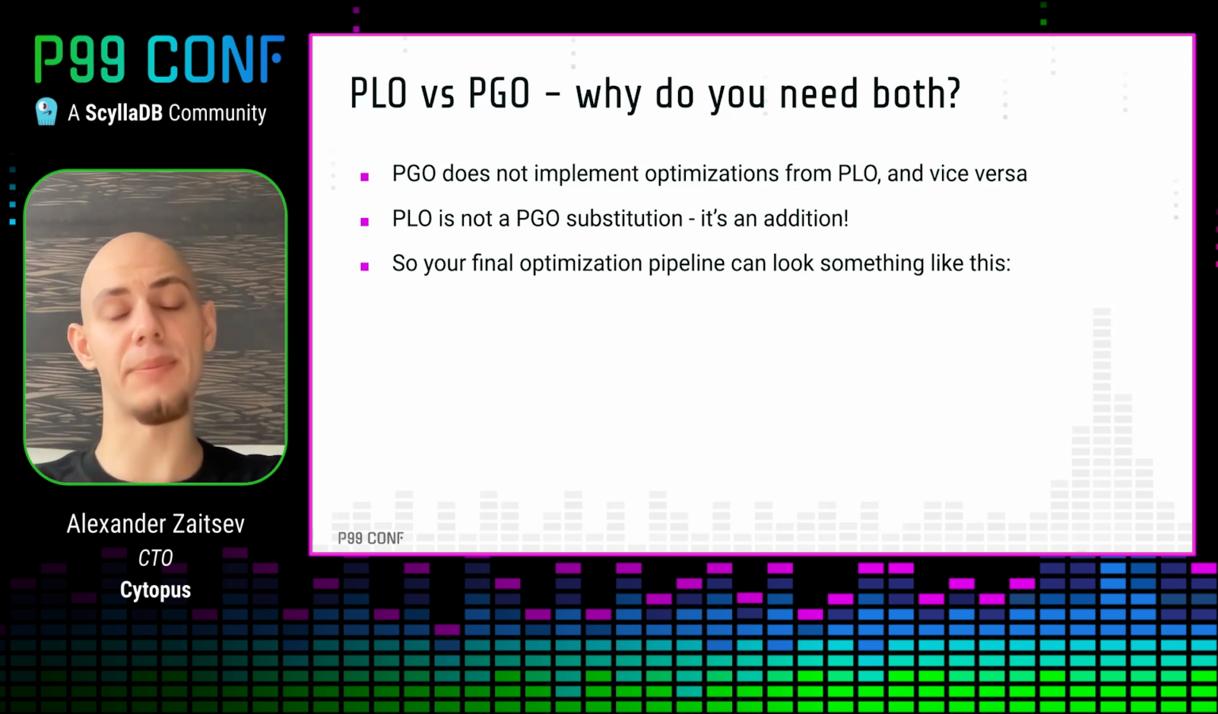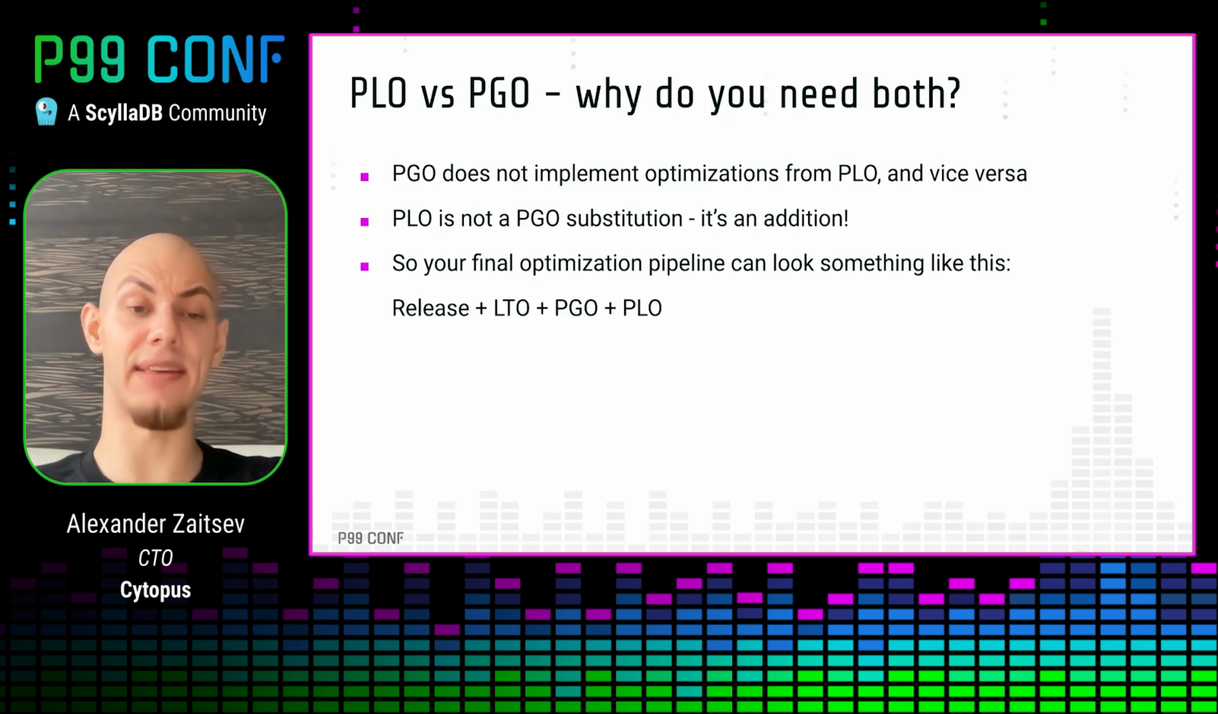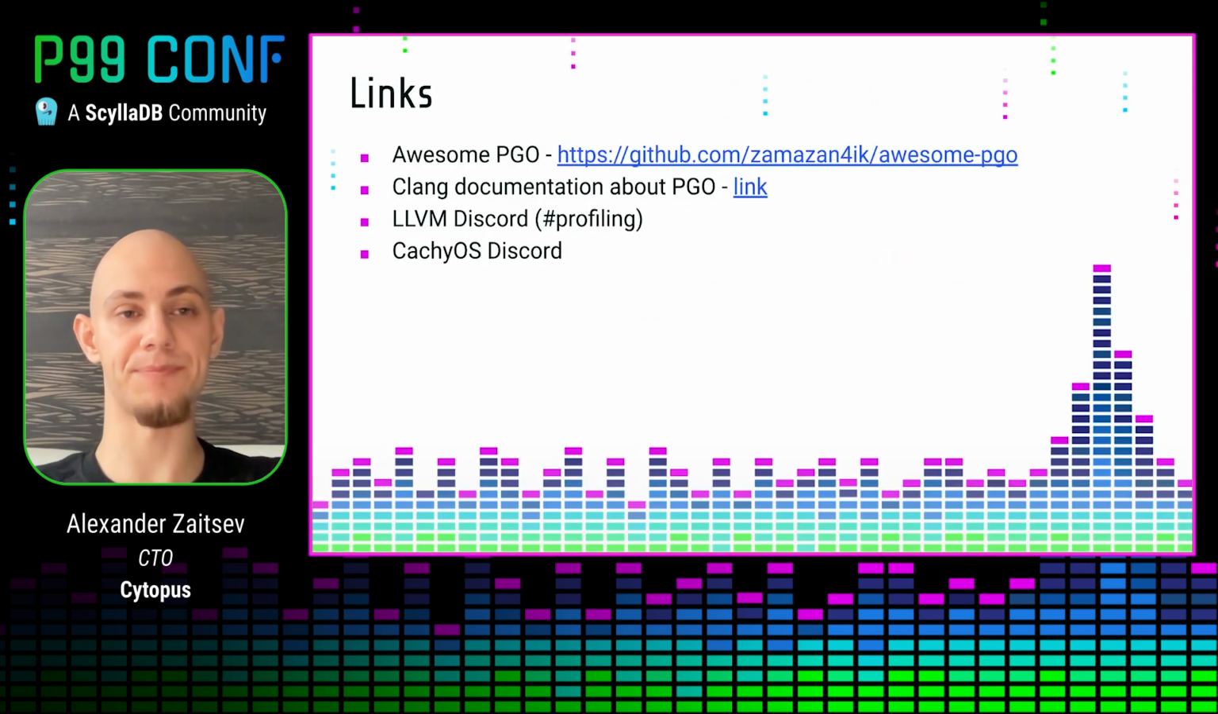So your final optimization pipeline can look something like this: release mode plus link time optimization plus PGO plus PLO. And this is a really advanced optimization pipeline nowadays.